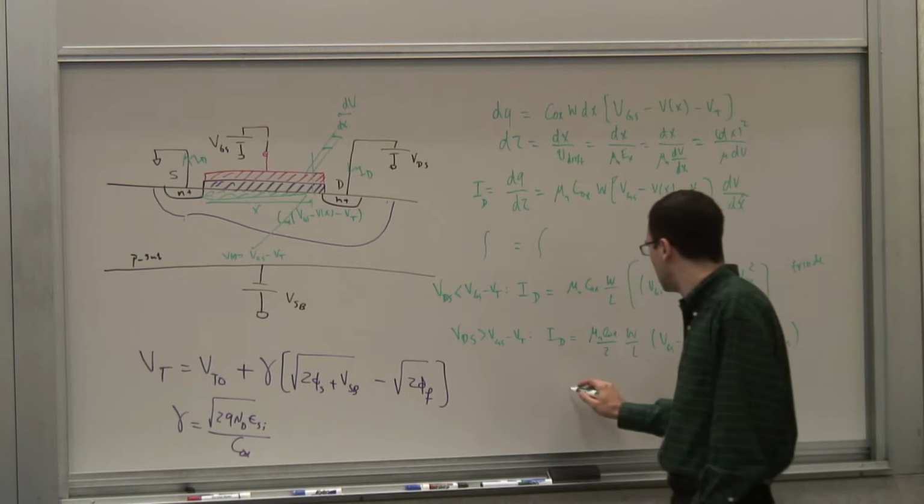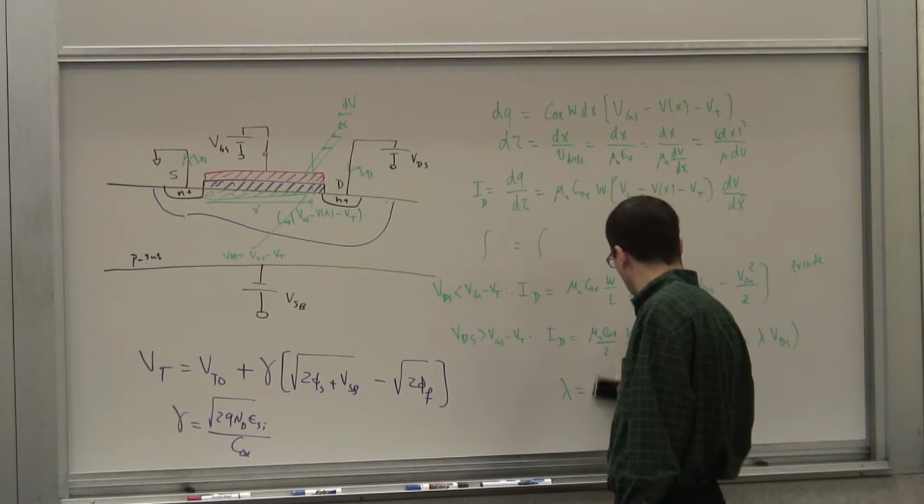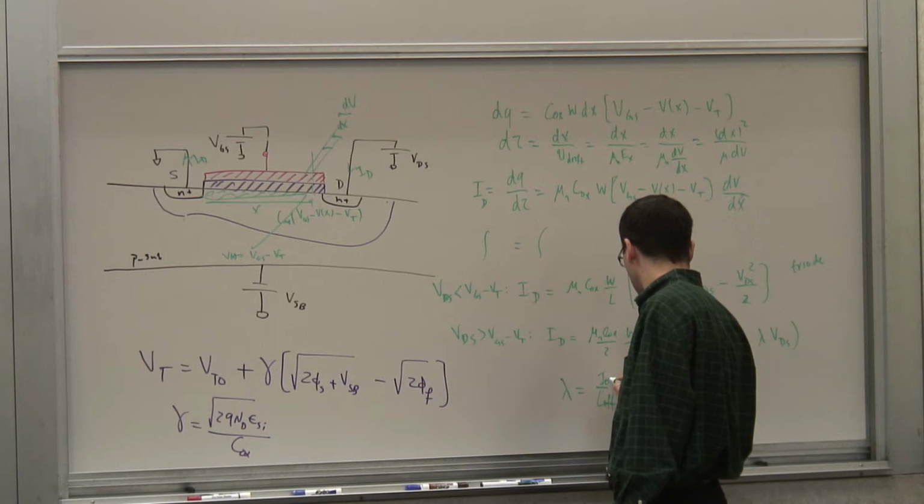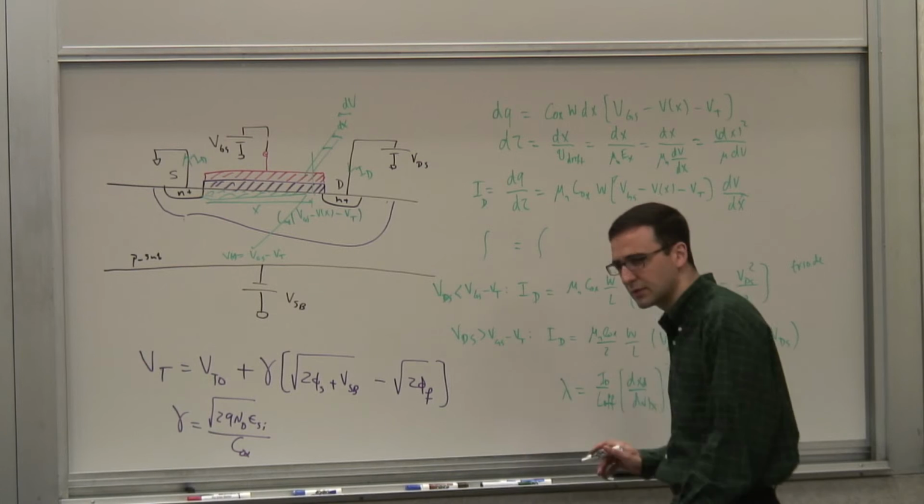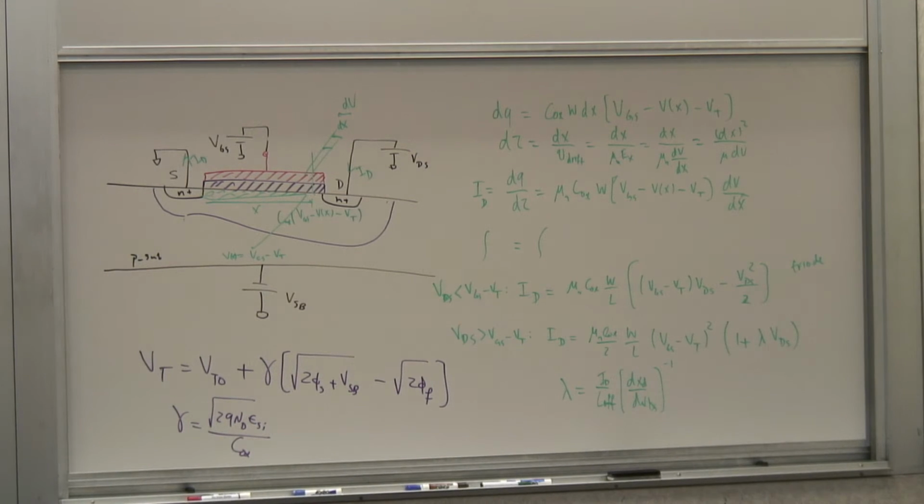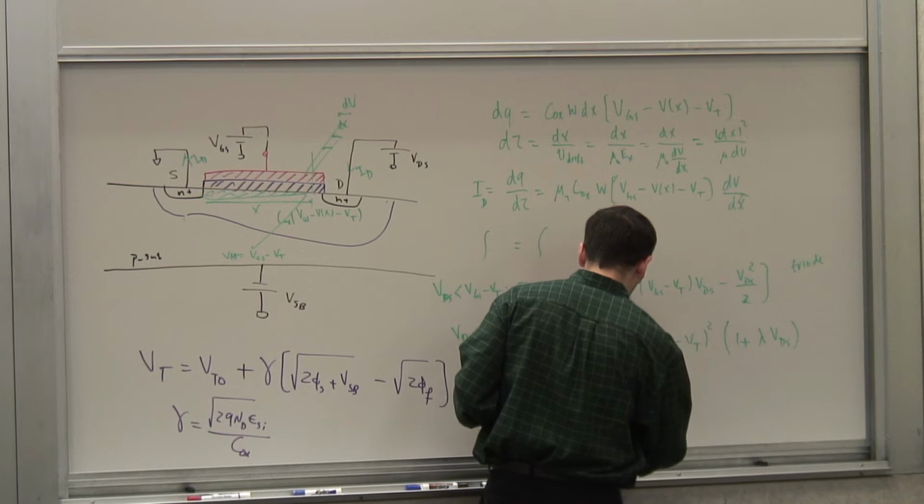And lambda, we calculated, we saw lambda was basically 1 over L effective, ID over L effective, dxt dVds. Good catch. I did it upside down. Yeah, it's actually 1 over L effective.